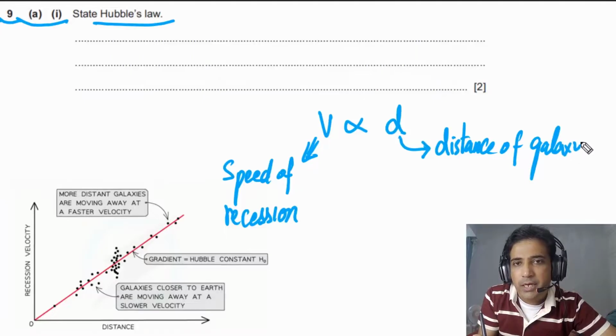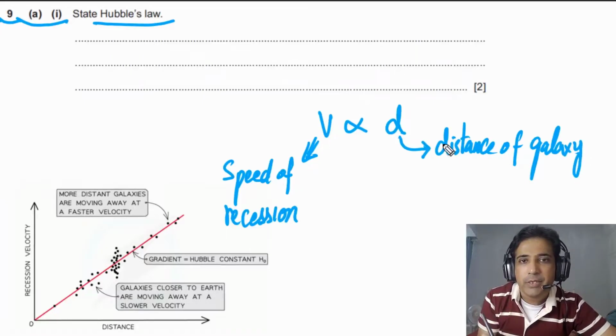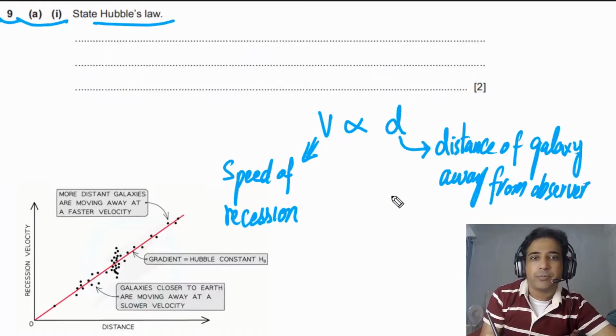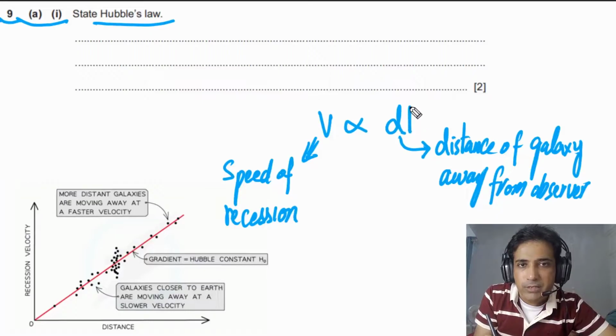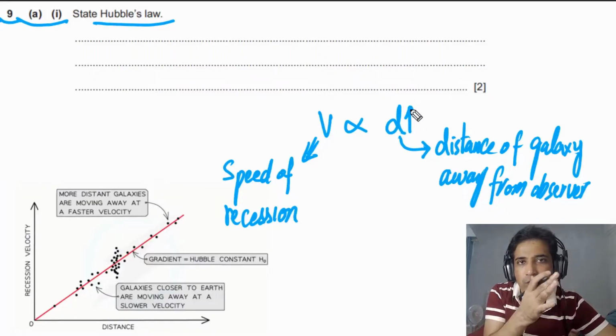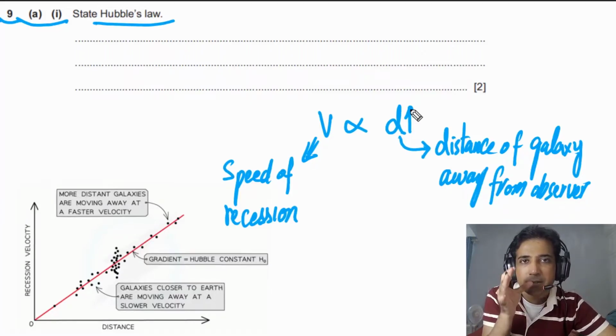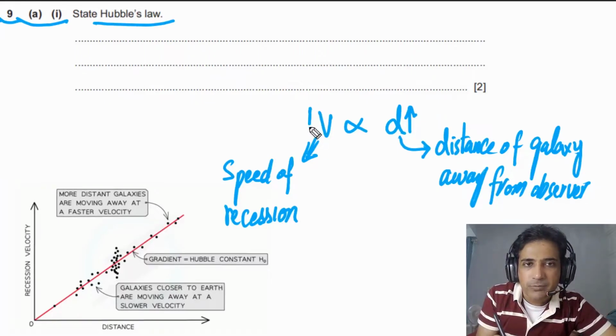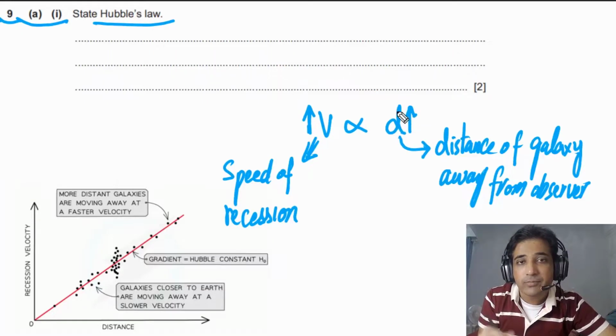So you need to understand how to state Hubble's law in a proper way. These two quantities are directly proportional. It simply means that if d is greater, meaning the galaxy is far away from the observer, that galaxy is moving faster as compared with a galaxy that is nearby to the observer. So as distance increases, speed also increases, meaning the recessional speed increases. So the distant galaxies are moving faster than nearby galaxies.